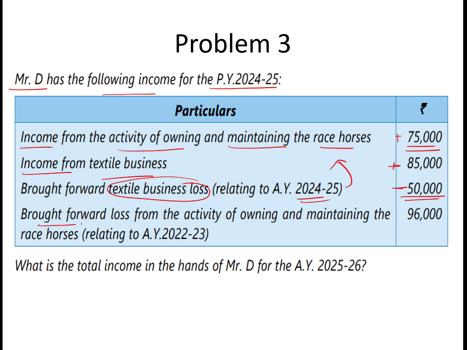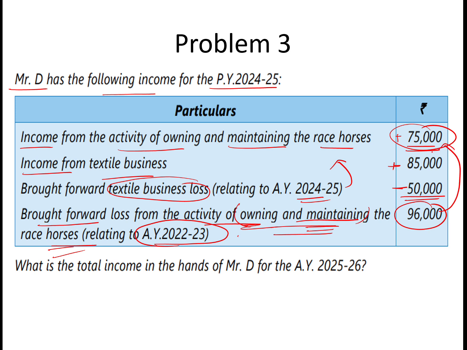Next one is brought forward loss from activity of owning and maintaining race horses of 96,000. Whenever there is a brought forward loss of owning or maintaining the race horses, this loss can be set off against income of owning and maintaining the racehorse. So we have income also of 75,000. This 96,000 can be utilized to set off this 75,000. On the basis of these premises, we will now solve problem number 3.